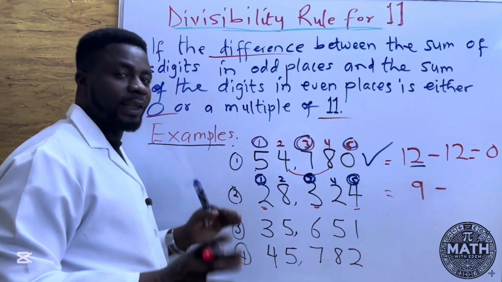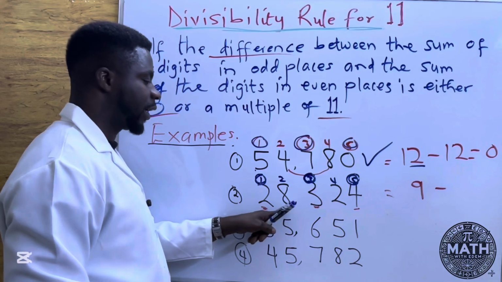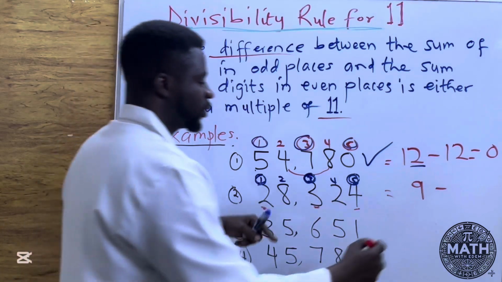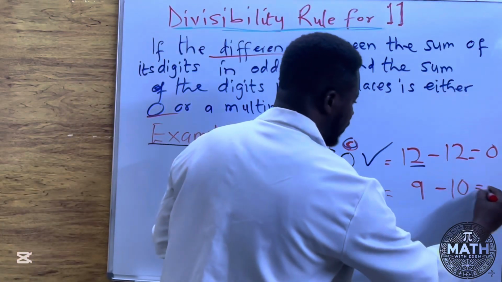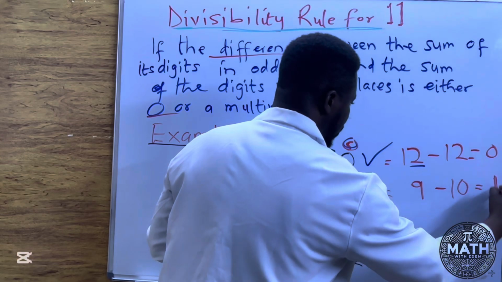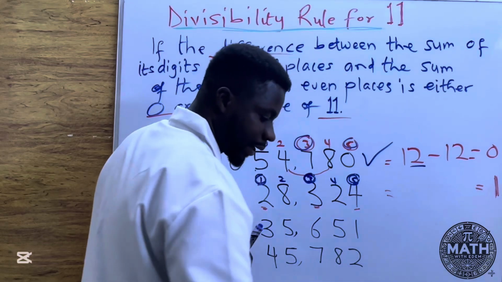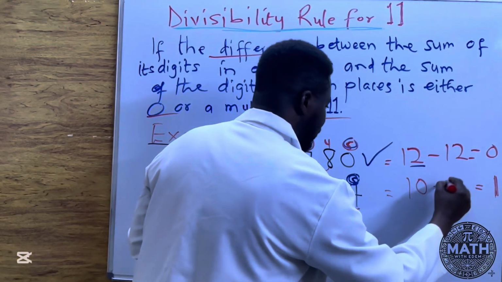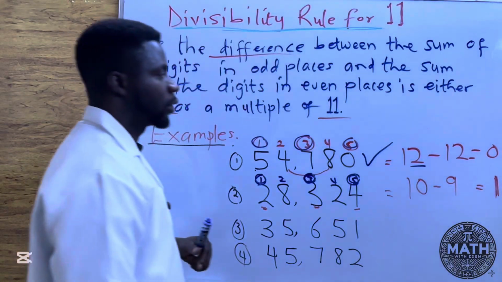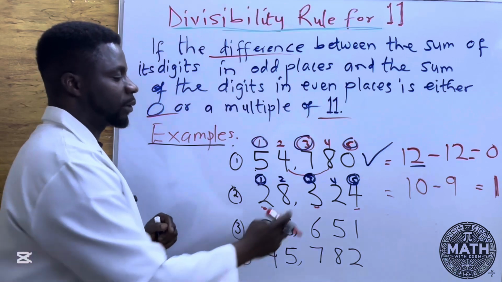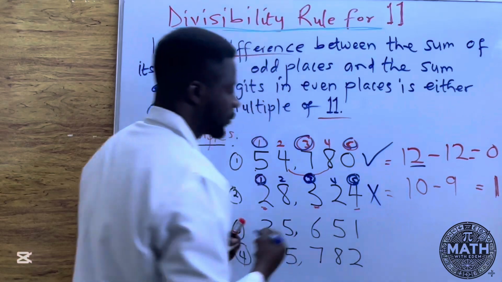So let's look at the digits in the even places. So 2 and 4, okay? So we have 8 and then 2. So 8 plus 2 gives us 10. So you realize that the difference is what? 1. So I'm going to change the positions. I can write the even places first. So the difference is just 1. So that means that 28,324 is not divisible by 11.